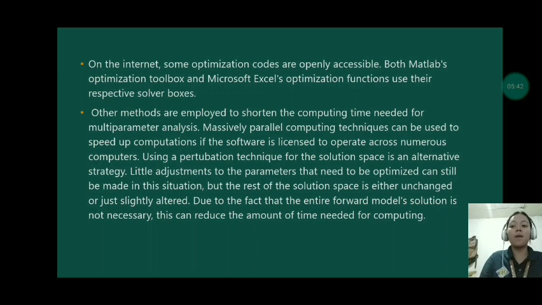To reduce the amount of time needed for multi-parameter analysis, other techniques are used. If the software is licensed to run across several machines, massively parallel computing techniques can be applied. In this case, it is still possible to make small changes to the parameters that need to be optimized, but the rest of the solution space remains largely intact or only slightly changed. This can decrease the processing time required because the whole forward model solution is not required.